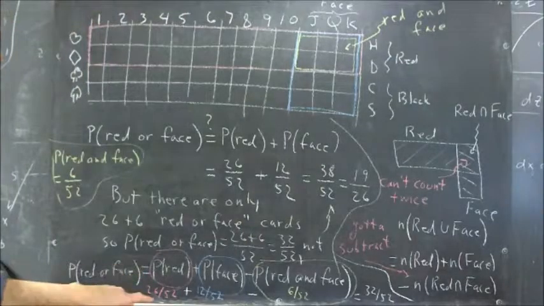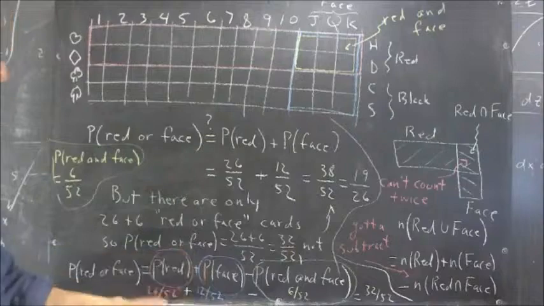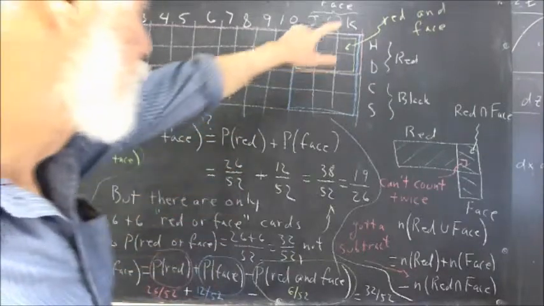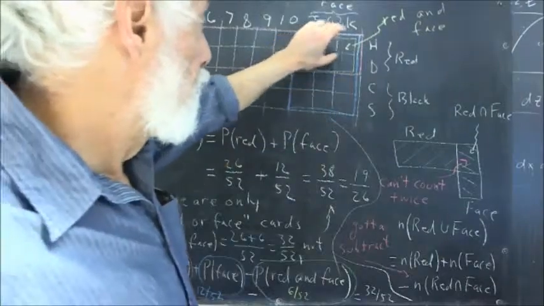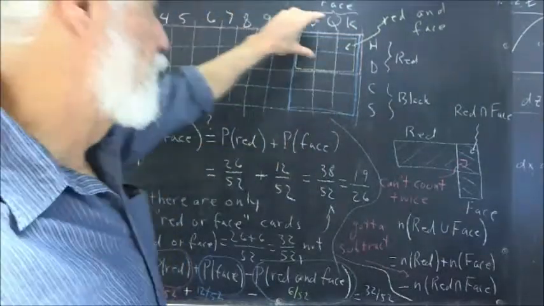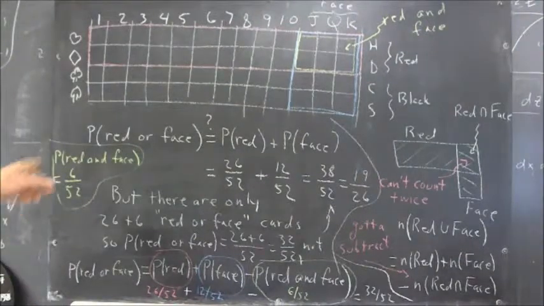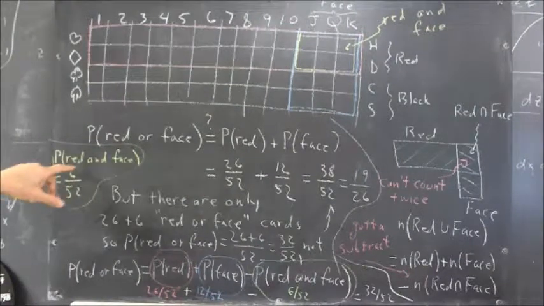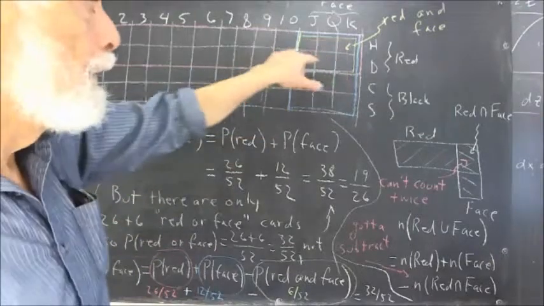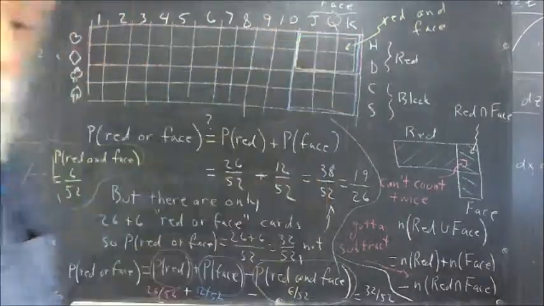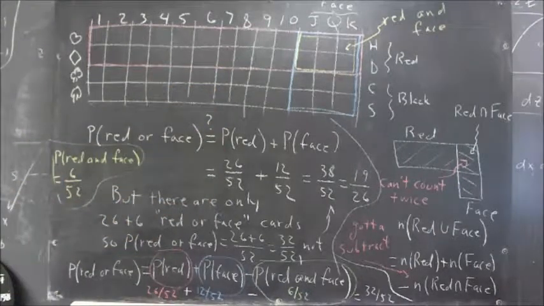The probabilities would therefore be 26 out of 52 for a red card, 12 out of 52 for a face card, minus 6 out of 52 for the cards that got counted twice. And we'll mention that the probability of red and face is 6 out of 52 because there are 6 cards that are both red and face cards, which you already knew, but since I wrote it down, I thought I'd better mention it.